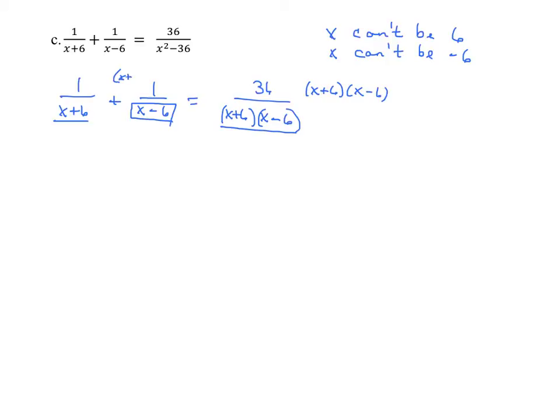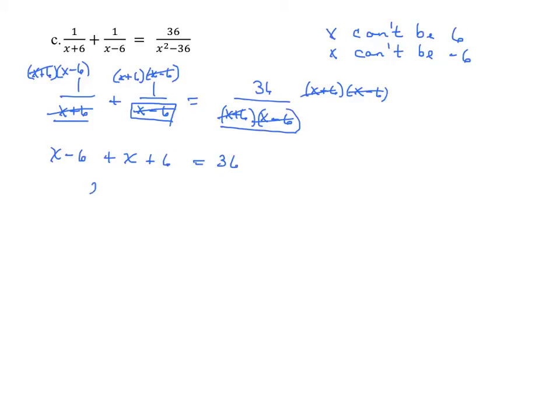x plus 6 times x minus 6. And then, of course, I'm going to do the same thing here. And now we'll cancel. I can divide out the x plus 6's, so I'm left with x minus 6. I'm going to divide out the x minus 6's, so I'm left with x plus 6. And then both of these will divide out, and I'm left with 36.